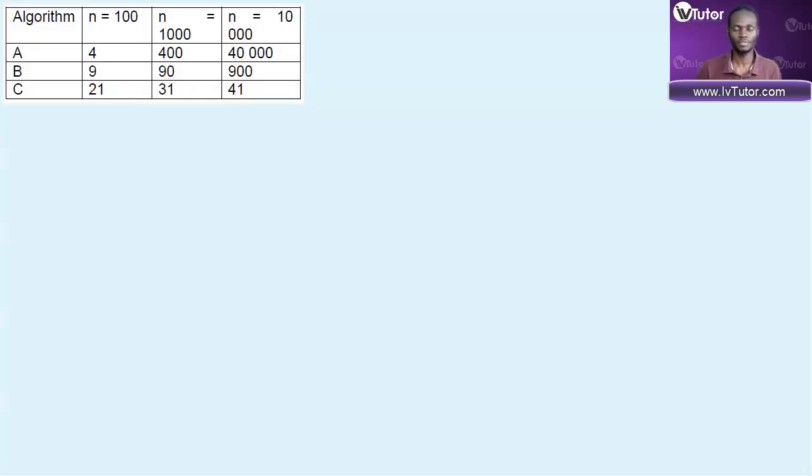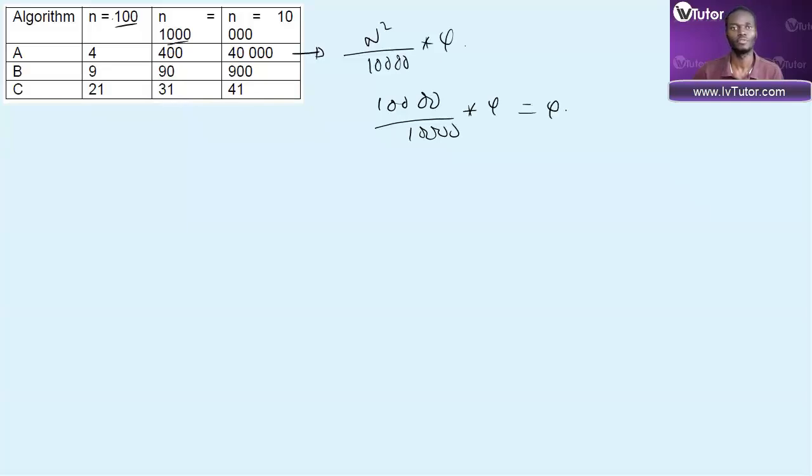This was a 3-part question. So I've just extracted these 3 algorithms, and we'll try and work out the expressions for each. And after some thinking there, the first one looks like it's n squared over 10,000 multiplied by 4. You can just plug in. So if you've got 100, it becomes 10,000 over 10,000 multiplied by 4, which gives you 4. For 1,000 there, it becomes 1,000,000 over 10,000, times 4, which gives you 400.